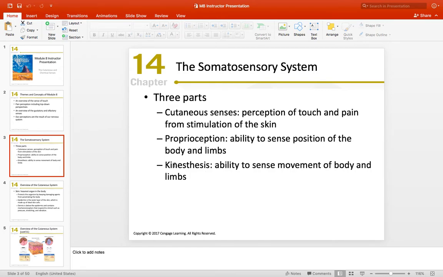Proprioception and kinesthesis, we're not really going to go into, but you should note that proprioception is the ability to sense the position of the body and your limbs, and kinesthesis is the ability to sense movement of the body. Those are very important to athletes, obviously, but they are not for this particular talk.